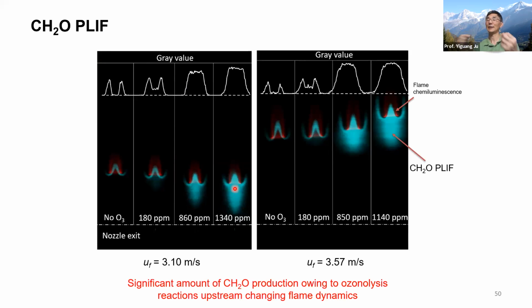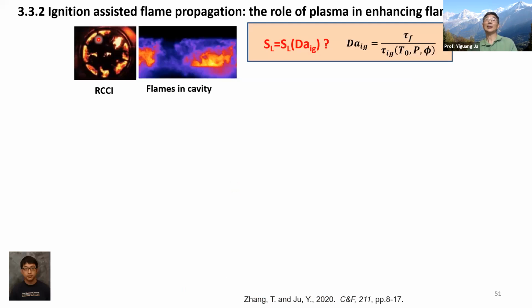What if the ignition Damköhler number is high? For example, in RCCI engines, or in a cavity stabilized flame, your mixture has a very high temperature and a lot of radicals. The ignition time is very short. What is the function of flame speed versus ignition Damköhler number? Most of the flame speed given in combustion books is for an ignition Damköhler number of 0.